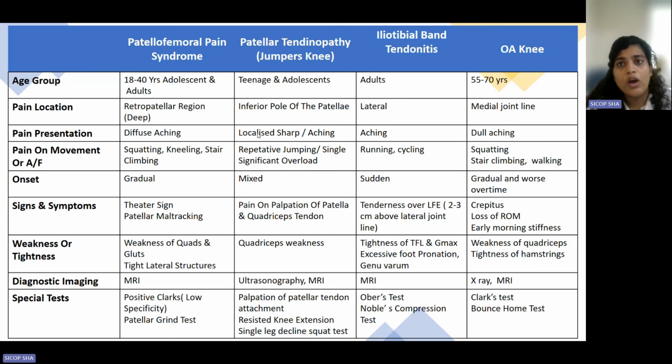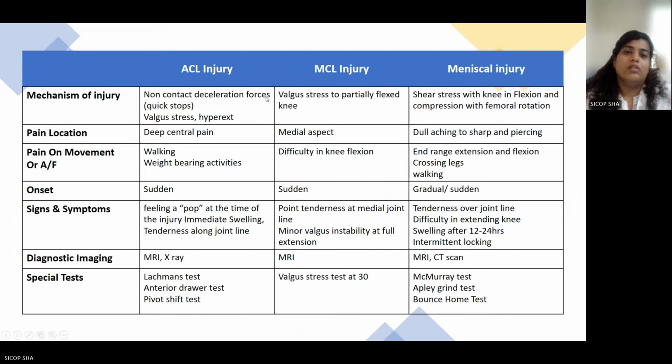The patient always complains of stiffness in the early morning. That is a sign of degenerative change, which is present in OA. The gold standard diagnostic image for OA is X-ray and MRI. Here, the bounce home test and Clarke's test are positive. Okay.